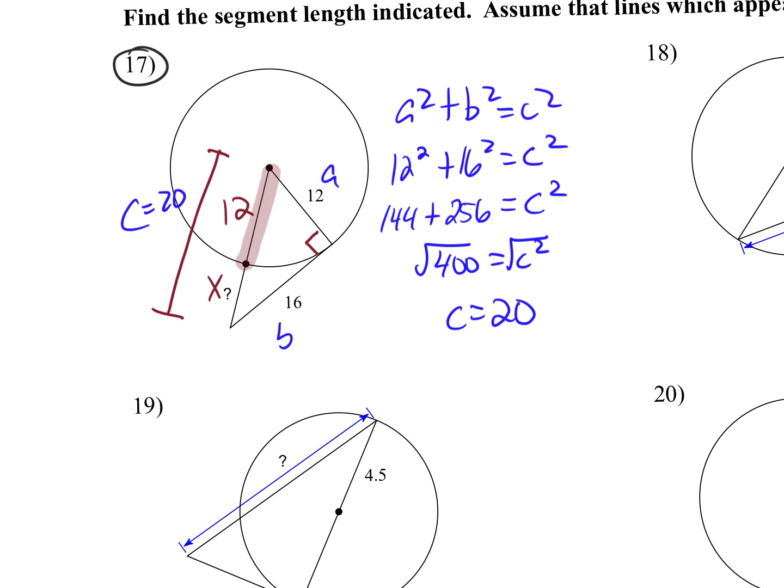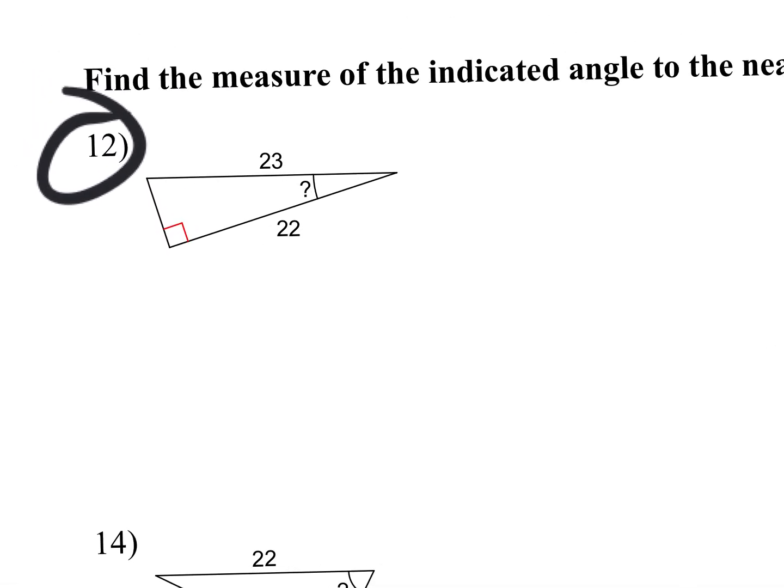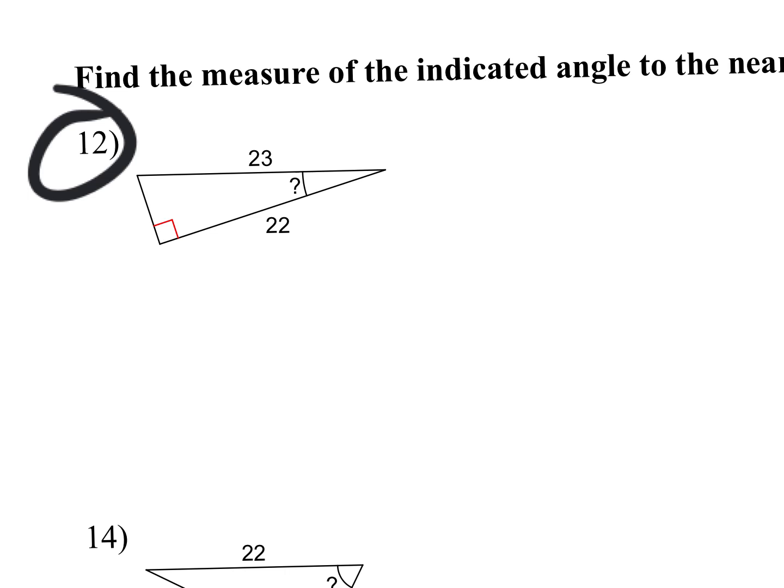I just need that little length from here to here. So the whole thing is 20, so I'm going to do 20 minus the 12, and it gives me 8. So x is equal to 8. Number 12 says, find the measure of the indicated angle to the nearest degree. All right, so we're looking for an angle, and we have two sides on this right triangle. So remember when we're doing that, we're using trigonometry. So we're going to do SOHCAHTOA.